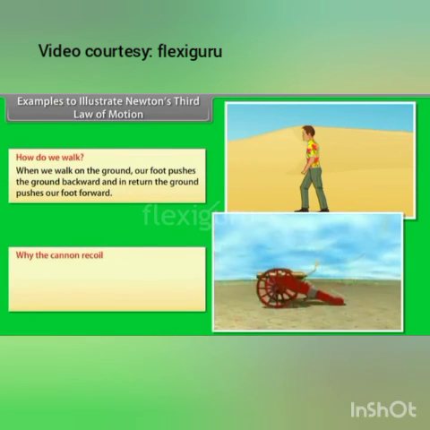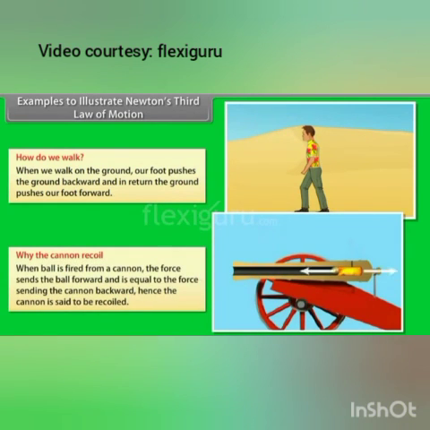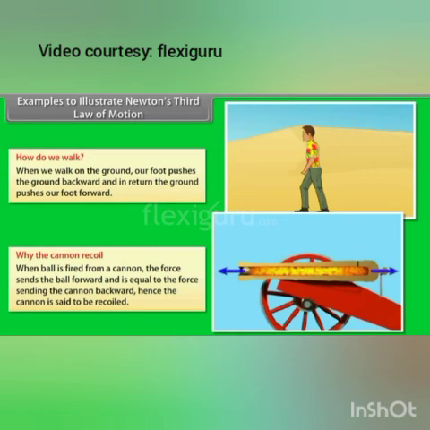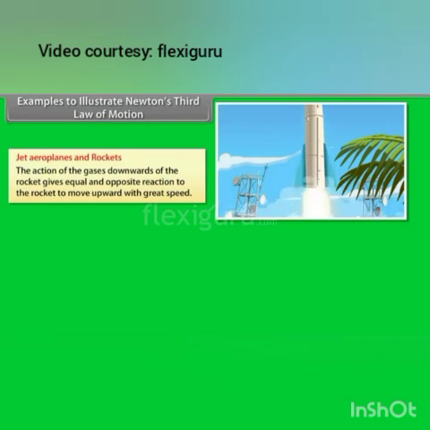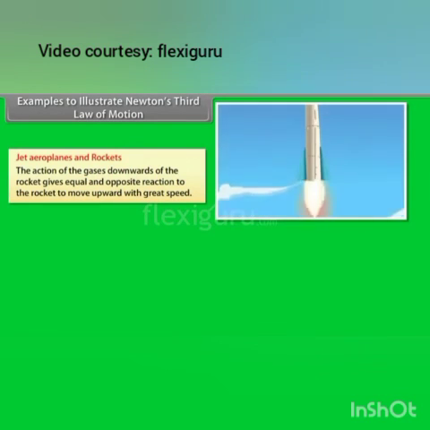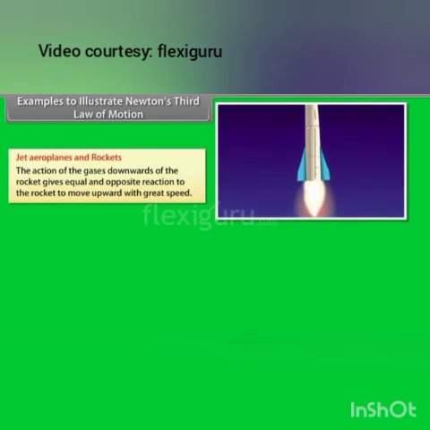Why does the cannon recoil? When a ball is fired from a cannon, the force sends the ball forward and is equal to the force sending the cannon backward, hence the cannon is said to recoil. Jet aeroplanes and rockets. The action of the gases downwards from the rocket gives an equal and opposite reaction to the rocket to move upward with great speed.